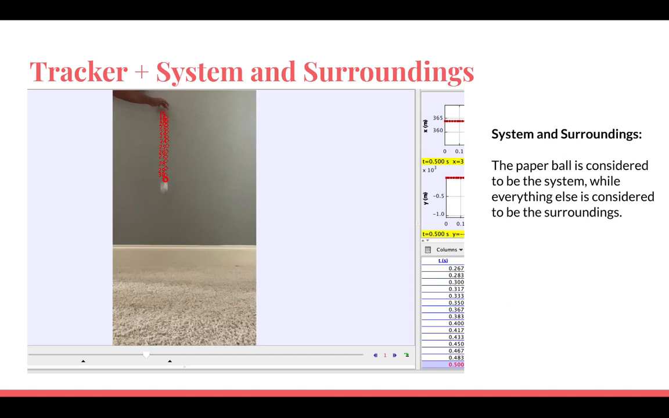Here, there's a paper ball that is falling, initially starting from rest. The paper ball is considered to be the system, while everything else is considered to be the surroundings.